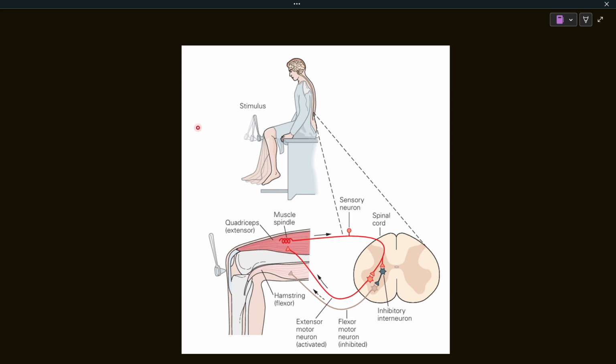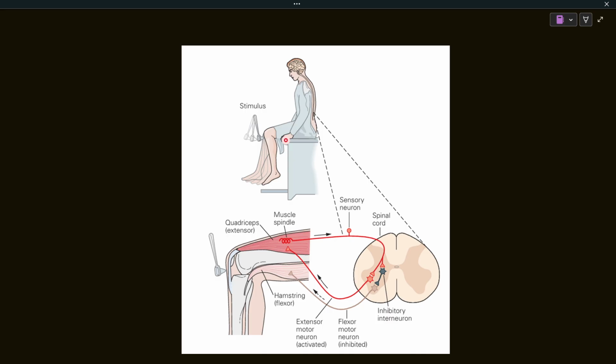Have you ever been to a doctor who checks your functioning and just hammers your knee, right? When he hammers your knee, he's actually hammering the tendon, the patellar tendon. You know that the patella is the knee bone. So he's hammering the tendon, and this leads to the stretching of the quadriceps femoris extensor muscles, which is going to lead to a sudden stretch. This is what we call a reflex action.